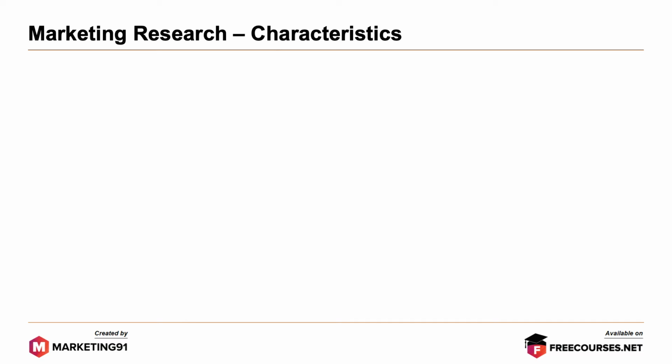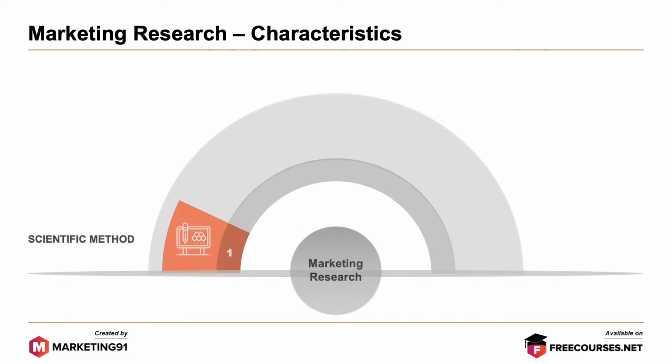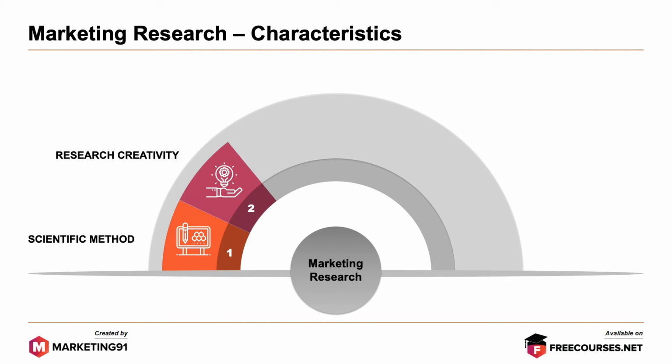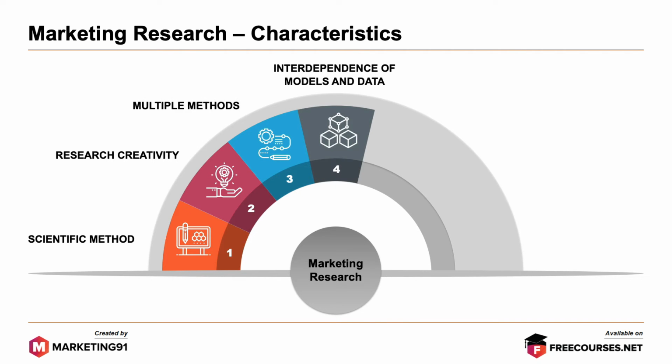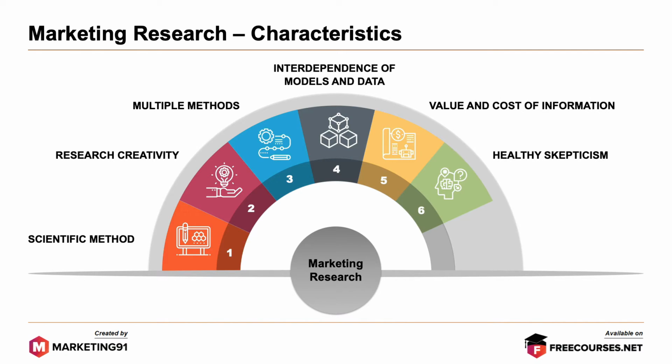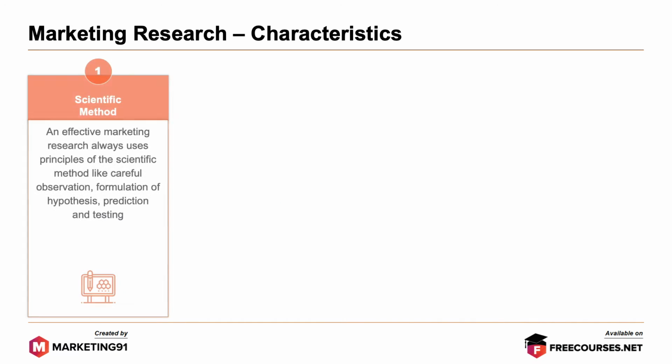Now let's look at the 7 characteristics of a good marketing research. First, scientific method. Second, research creativity. Third, multiple methods used. Fourth, interdependence of models and data. Fifth, value and cost of information. Sixth, healthy skepticism. And finally, ethical marketing. Now let's look at each one of them briefly, starting with the scientific method.